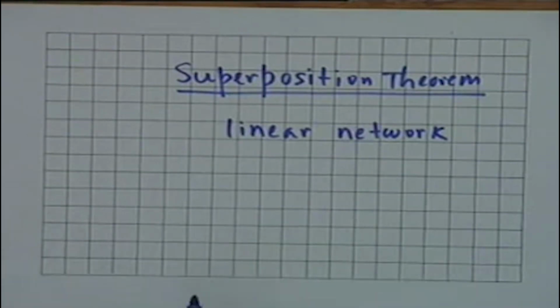Then the superposition theorem says what you do is take one source at a time, and kill all other sources. What does killing mean? Replacing a voltage source by a short circuit and a current source by an open circuit. Independent sources only are to be killed, dependent sources are not to be touched. Once again, exactly like Thevenin's theorem and Norton's theorem, all right.